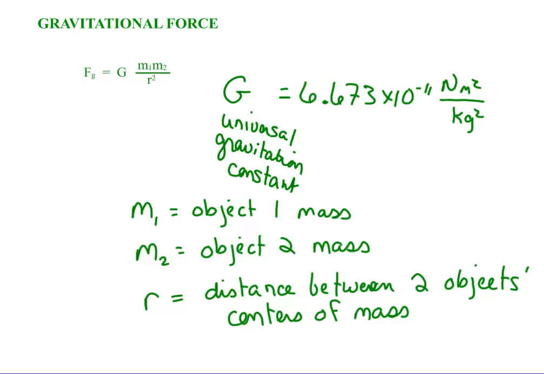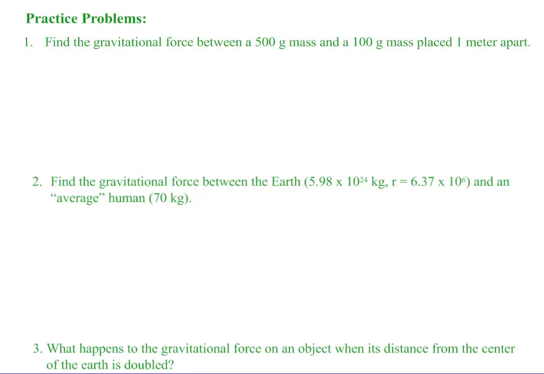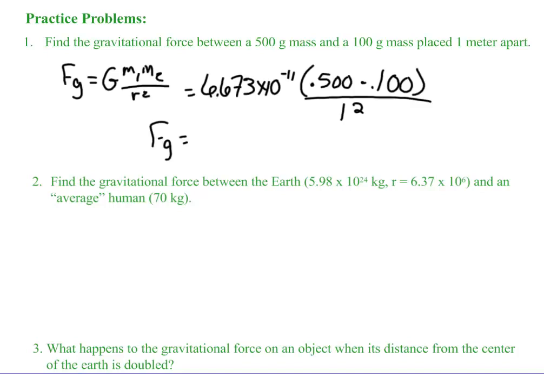Really what we need to be able to do is just be familiar with and be able to use this equation. So if we take a look at a problem where we have to find the gravitational force between a 500-gram mass and a 100-gram mass, and they're placed 1 meter apart. We can use this just as easily for small things as large things. The gravitational force we find between these two things is 3.315 times 10 to the negative 12 newtons. So pretty small, which is why they won't really attract each other.